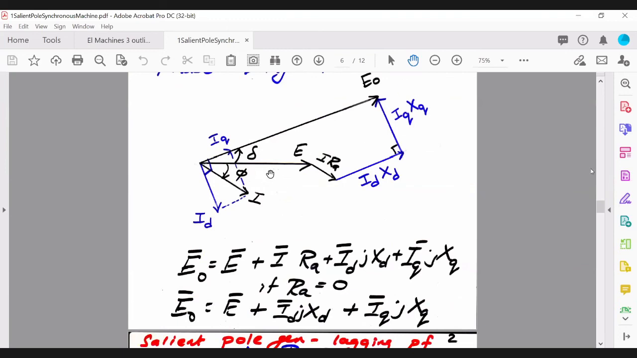And if we neglect the resistance of the stator or armature, then you end up with just a simpler equation where E_0 is equal to E plus I_D jX_D. This is the j operator, as I'm explaining, rotating your phasor by 90 degrees. Again, here you have I_Q jX_Q. Again, it's this phasor here.